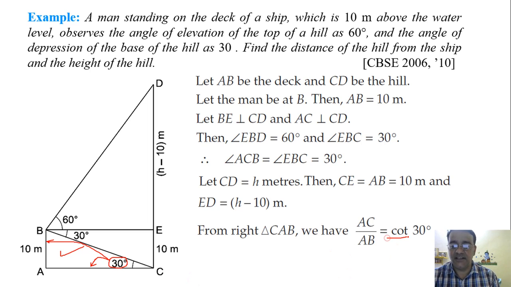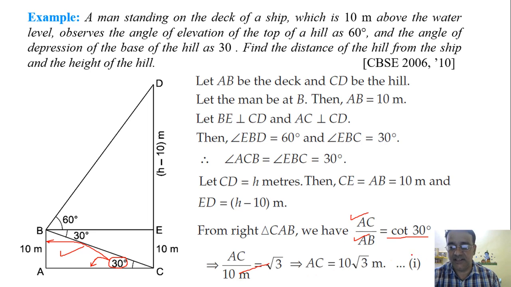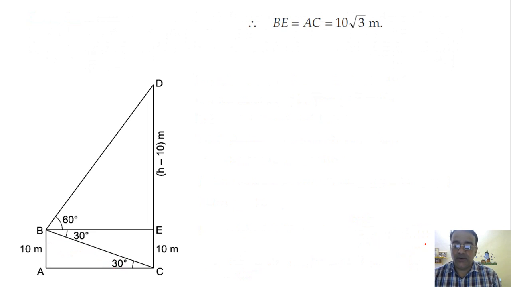What is cot 30 degree? √3. And AC upon AB is 10. So AC upon 10 is equal to √3. So AC will be 10√3. Let it be equation number 1. Okay. Now BE and AC are both equal, so we can write both as 10√3.